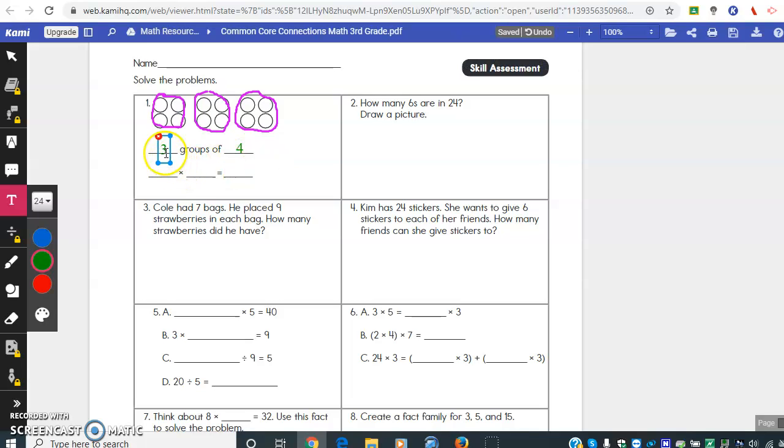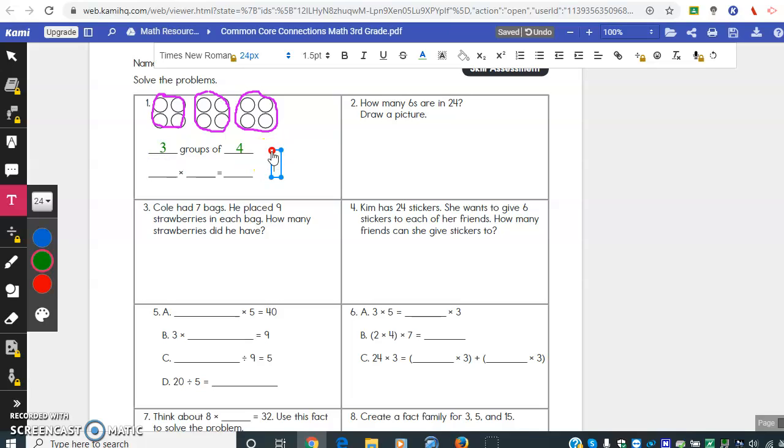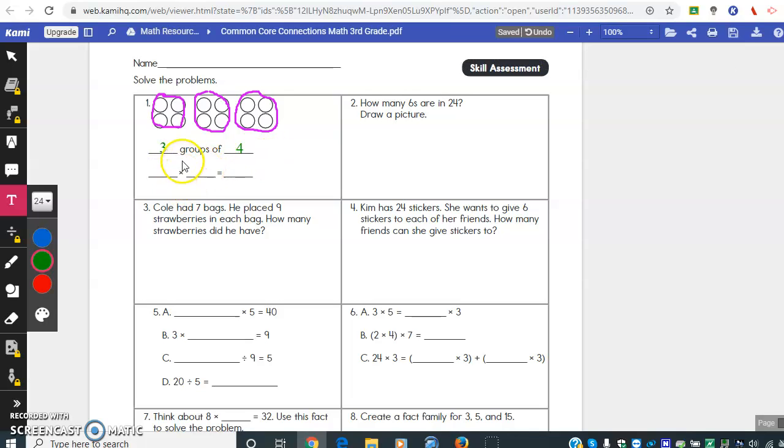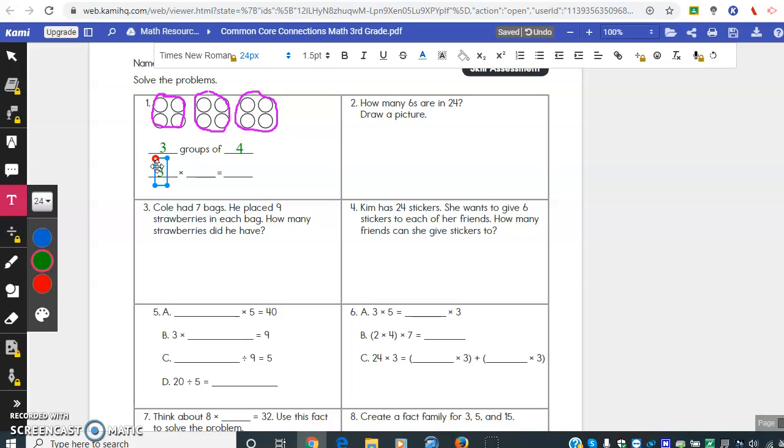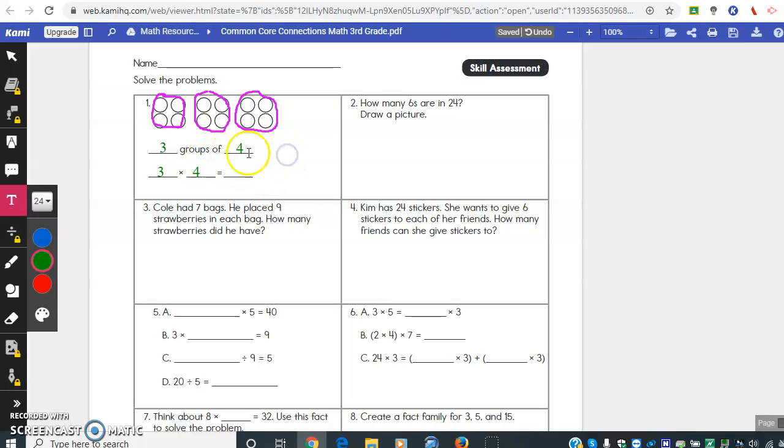Now we need to take that and turn that into a multiplication sentence. And a multiplication sign is the same as saying groups of. So if we have our 3 and say groups of when we see the multiplication sign, we've got 3 groups of 4 written like that. And to solve the answer, all you need to do is count how many circles that makes in all. All right, so that's what they're looking for in number 1.